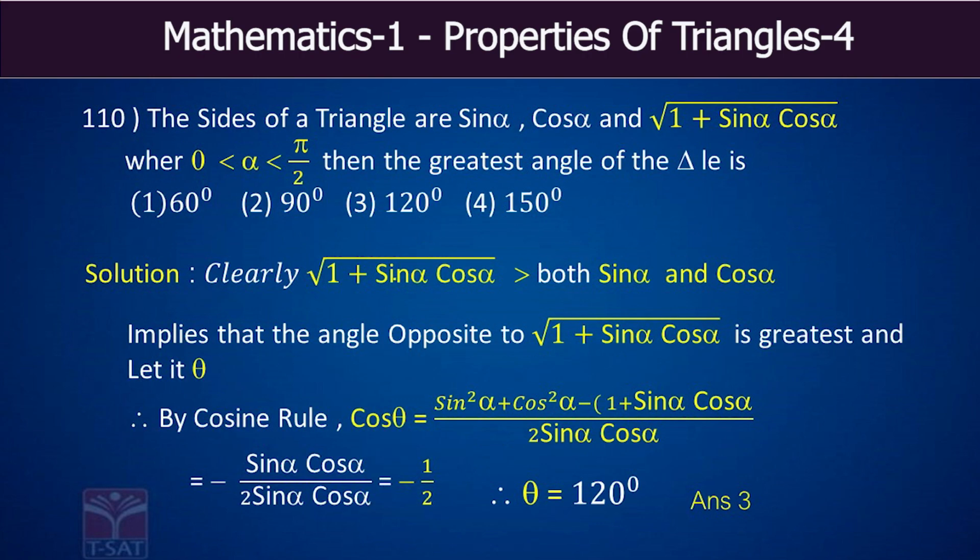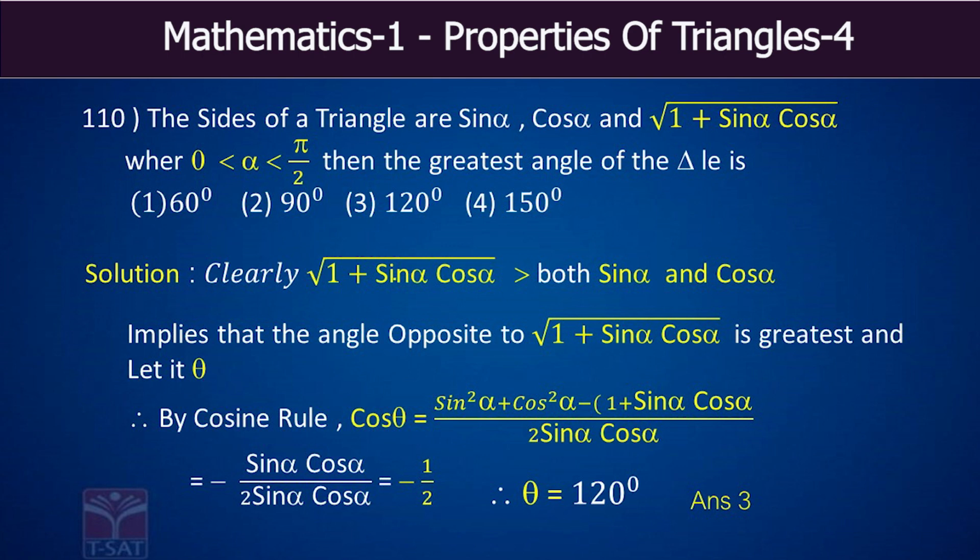The sides of a triangle are sin alpha, cos alpha and square root of 1 plus sin alpha cos alpha, where 0 less than alpha less than pi by 2. Then the greatest angle of the triangle is: 1, 60 degrees; 2, 90 degrees; 3, 120 degrees; 4, 150 degrees. Clearly, square root of 1 plus sin alpha cos alpha is greater than both sin alpha and cos alpha. That implies that the angle opposite to square root of 1 plus sin alpha cos alpha is greatest, and let it be theta.